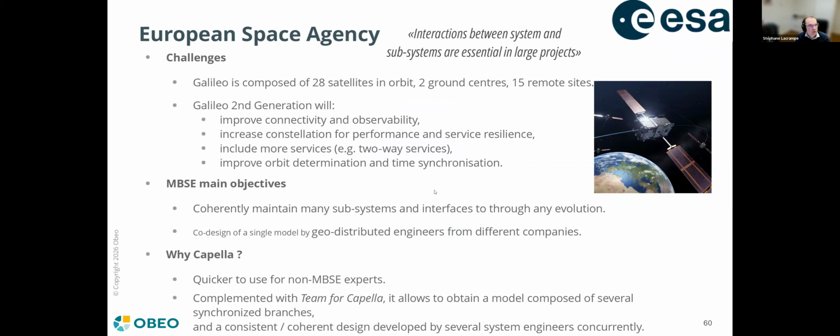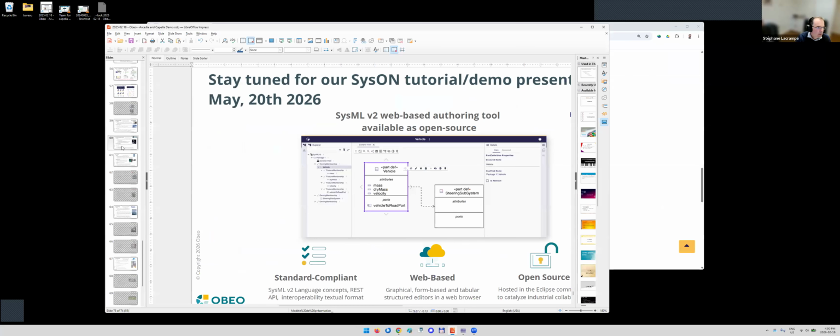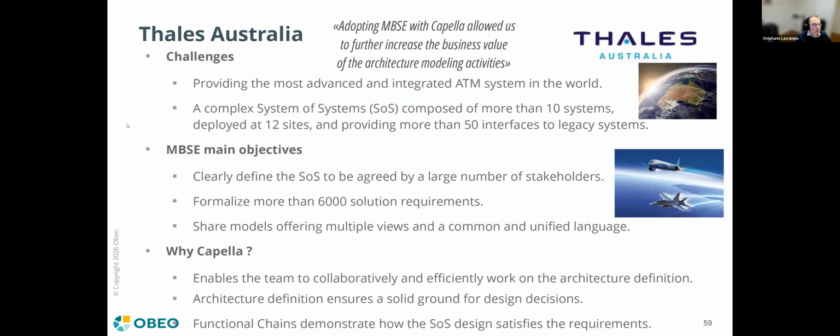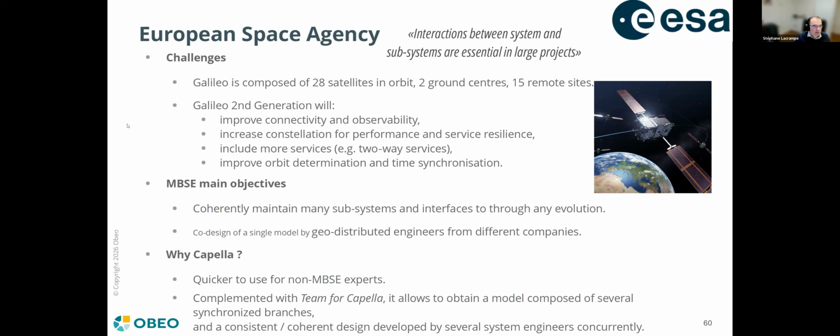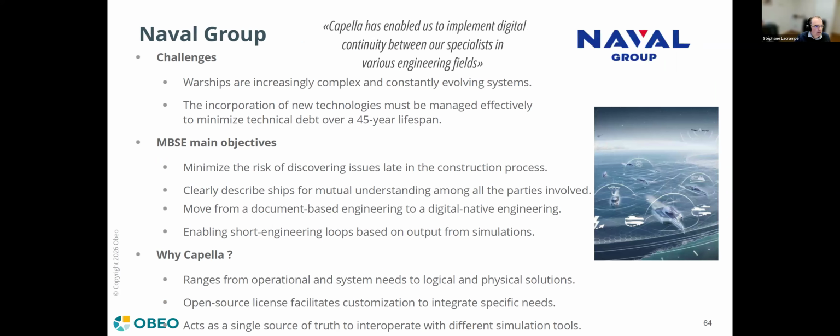I've got a bunch of use cases here. I'm not going to go in detail about those use cases. Sorry about that. Wrong key again, but obviously Thales has multiple use cases. The European Space Agency is using Capella quite extensively for the Galileo system, which is a European GPS system. Rolls-Royce has been developing some of their new engines with Capella with success.